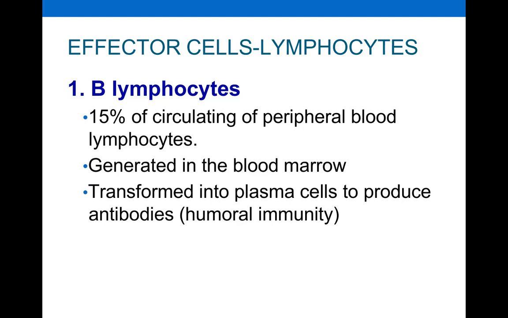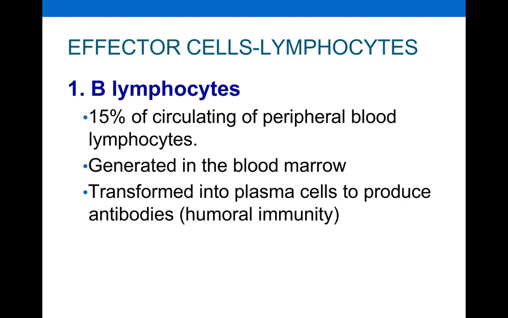When we say humoral immunity, this is called antibody-mediated immunity. With the assistance of T helper cells, B lymphocytes will be differentiated into plasma cells. That's why humoral immunity is also known as our antibody-mediated type of immunity. Okay, please take note, there are only 15% of the circulating lymphocytes.